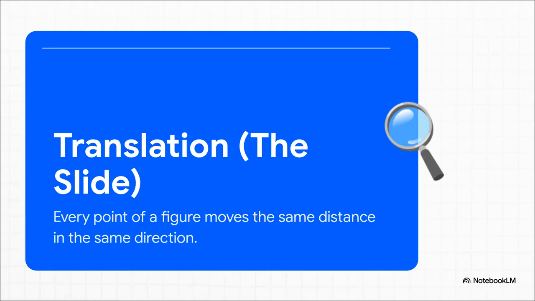First up, we've got translation, which is really just a fancy way of saying a slide. Imagine you're moving a chess piece straight across the board. Every single point on that piece moves the exact same distance and in the exact same direction. No twisting, no turning, just a nice, smooth slide from one spot to the next.